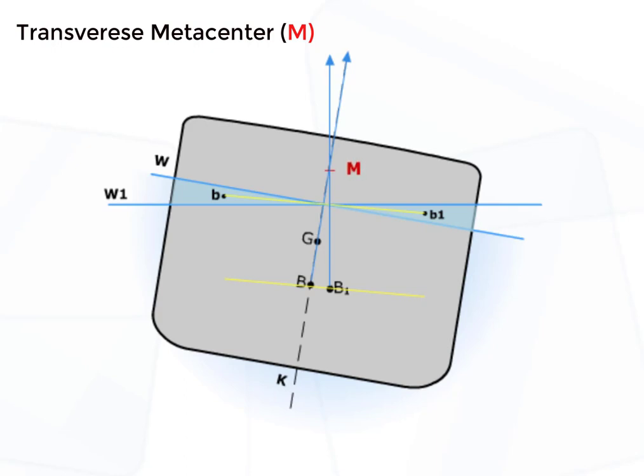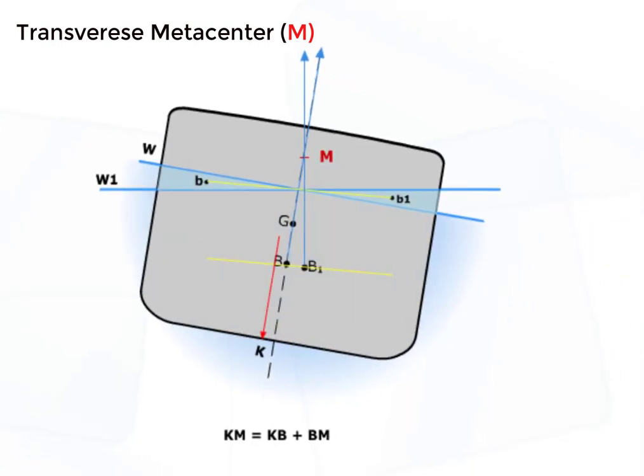The position of M is normally measured from the keel, K, as a distance KM. And, as this is dependent on the shape of the waterplane area and underwater volume, it can be calculated by the shipbuilders for various drafts and provided on a table for the ship's officers. KM equals KB plus BM. These are both dependent on underwater volume.